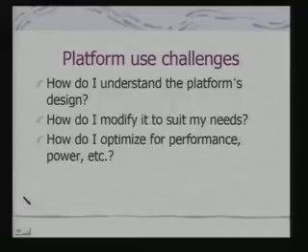Therefore, what are the user challenges? How do I understand the platform's design? How do I modify it to suit my needs? And how do I optimize for performance, power, etc.?